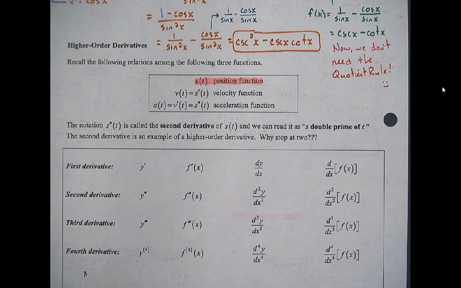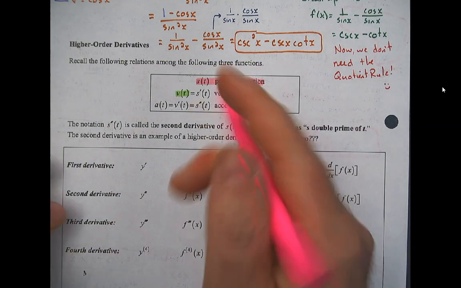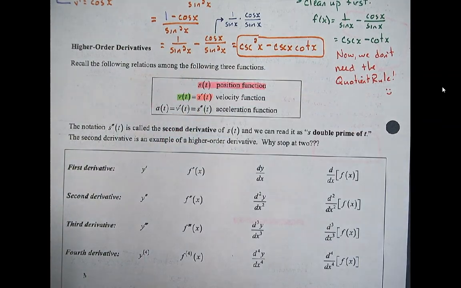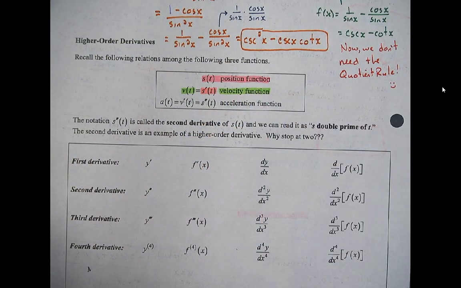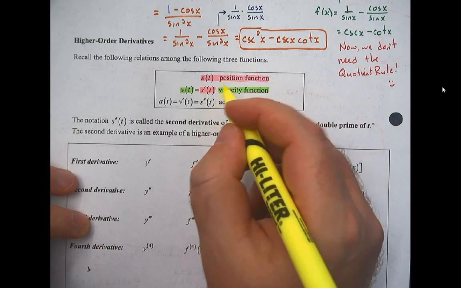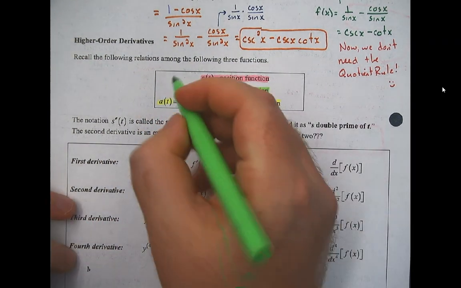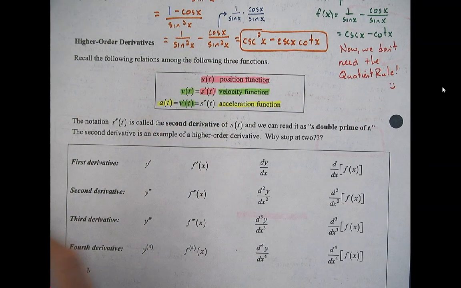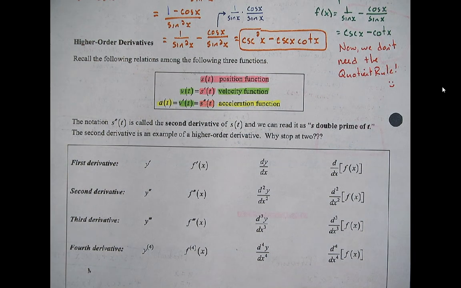Then we have velocity. Velocity is equal to the derivative of position. That gives us the velocity function. And then we have this function called acceleration. The acceleration function is the derivative of the velocity function, which is the second derivative of the position function. This is worth memorizing. What would be a good color here? Maybe purple.